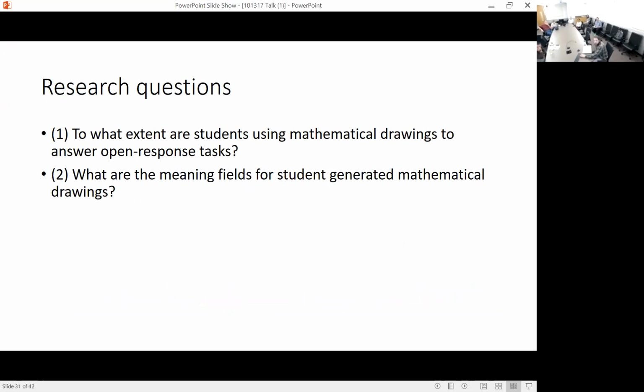So we came up with two research questions. To what extent are students using math drawings to answer open response tasks? And what are the meaning fields for the student-generated math drawings?